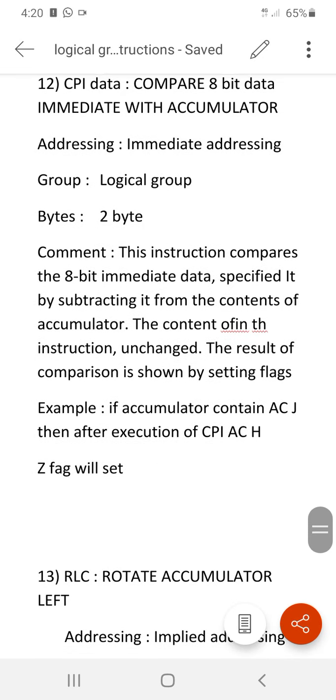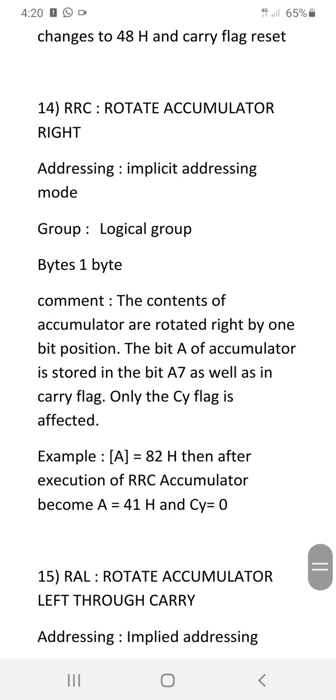So these are important instructions from the logic group. We will see the next instructions in the next lecture.